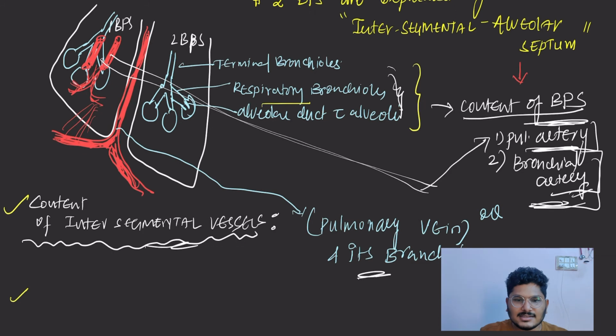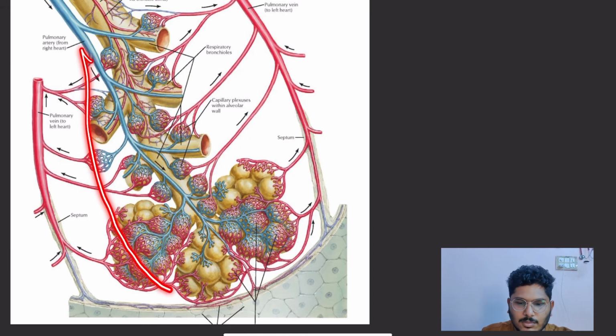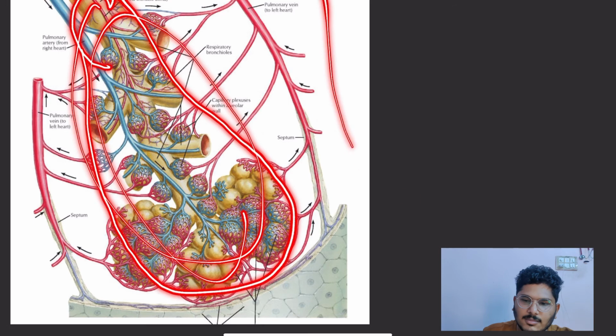So what happens is, into the bronchopulmonary segment, the pulmonary trunk gives rise to its own pulmonary artery, and gas exchange occurs at the alveoli. After oxygenation, the blood enters this pulmonary vein and goes to the heart. Oxygenated blood goes to the heart through this pulmonary vein. So this is one bronchopulmonary segment, and this is another bronchopulmonary segment. There is an intersegmental region.